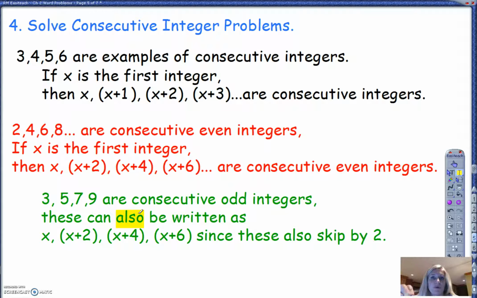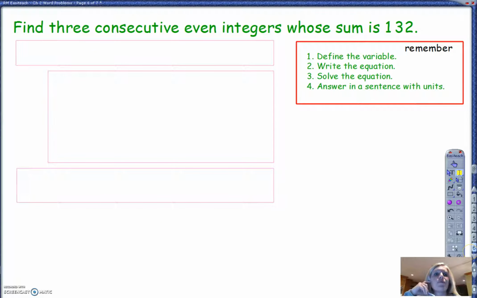Okay, so all those little pieces give you the background as we do a problem. So here's our example. Find 3 consecutive even integers whose sum is 132. Okay, so sum means that we're adding. And we have even integers, so that means we're skip counting there. So we've got to use one of the ones we wrote down earlier where we're counting by 2's. Now remember the 4 things I need from you.